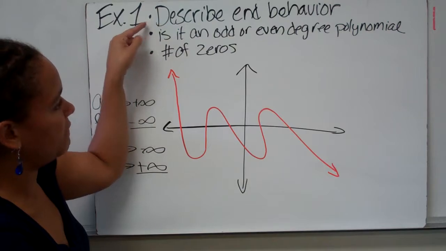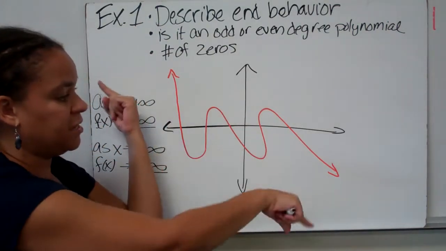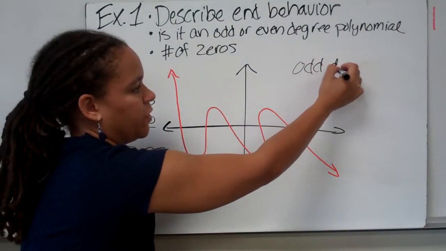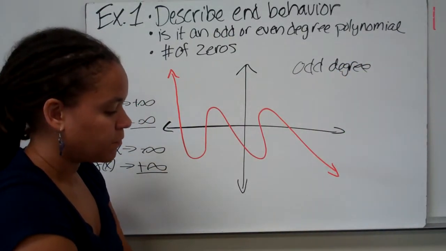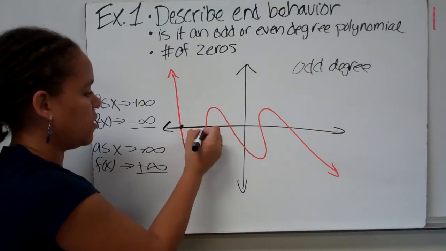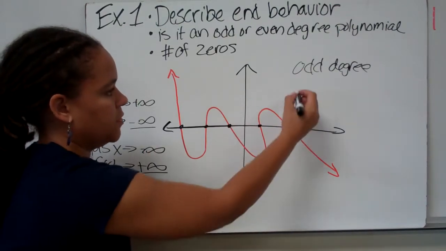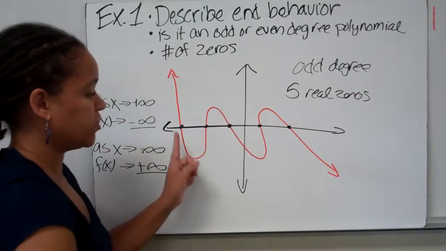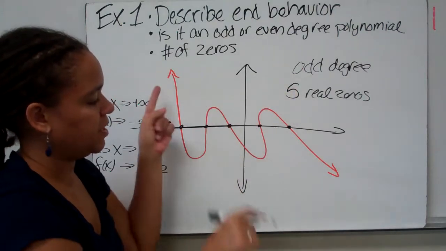So I described the end behavior. Is it odd or even? You should know already it's odd because the end behaviors are going in opposite directions. So this is an odd degree polynomial. I don't know what the degree is, but it's odd. It's definitely not an even number. And what was the other thing? The number of zeros. Well, how many times does it cross the x-axis? 1, 2, 3, 4, 5. So we have 5 real zeros. So it actually crosses the x-axis 5 different times. Odd degree because of the opposite ends.